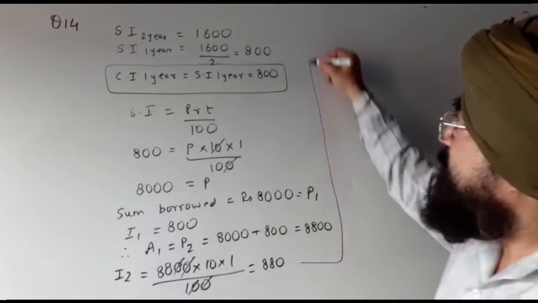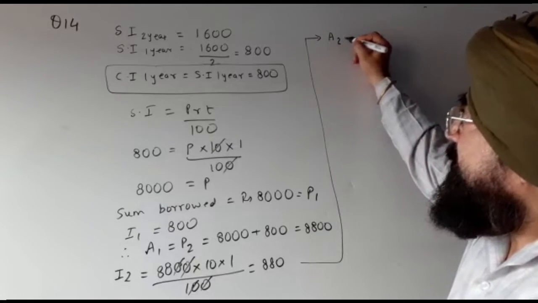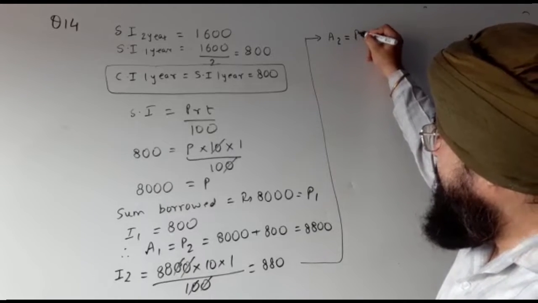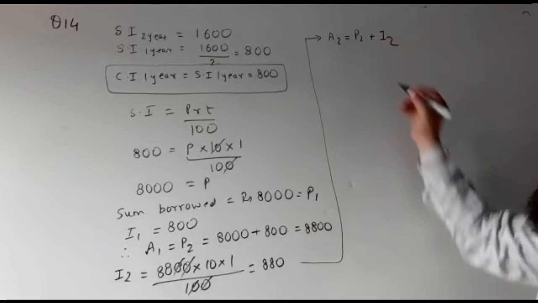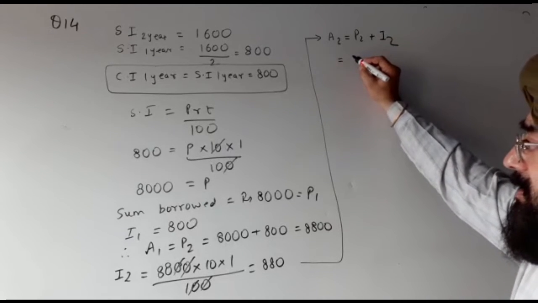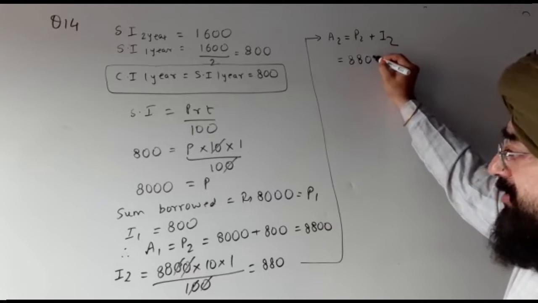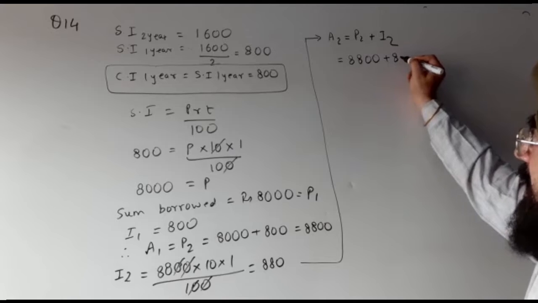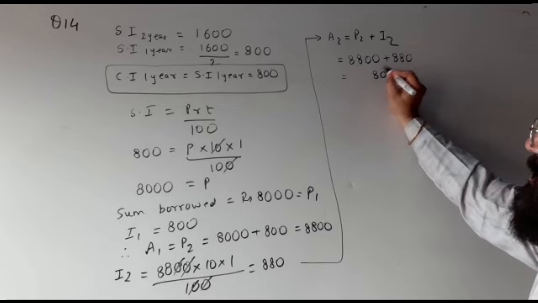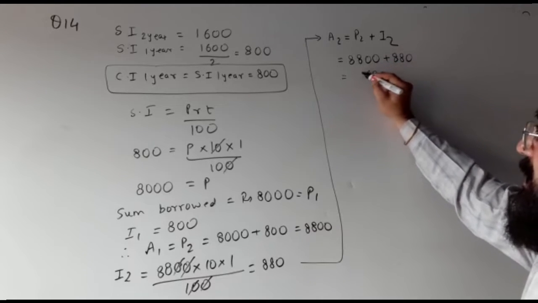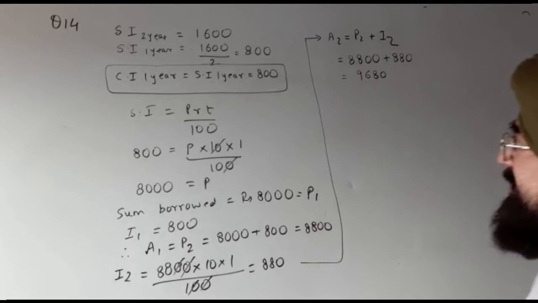This will fetch you the amount for the second year, and that is equal to P2 plus I2. I hope this side of the board is visible. Yes, sir. So this becomes 8800 is the principal, and 880 you need to add to, isn't it? So you found out to be 0, 8, 8 plus 8 is 16, carry 1, 9680. Check me if I am wrong. Yes, sir. 9680. Okay, 9680 is the right answer.